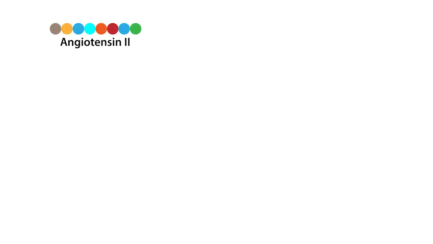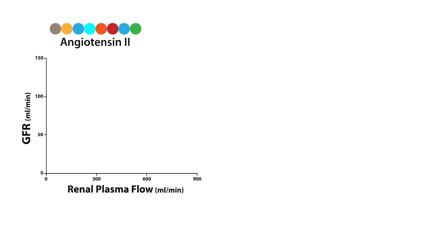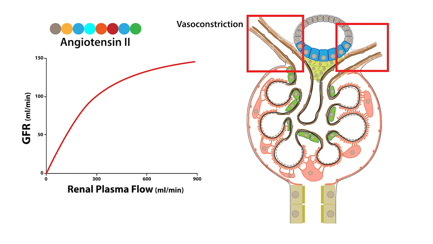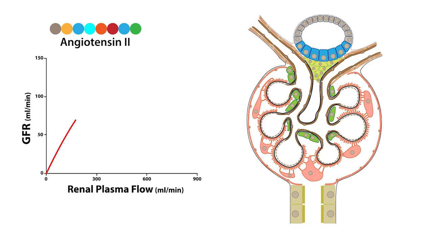Angiotensin II regulates GFR by regulating renal plasma flow and the filtration coefficient. We'll use this graph of renal plasma flow and GFR as well as the image of the glomerulus to explain. See, angiotensin II decreases GFR by promoting the vasoconstriction of the afferent and efferent arterioles, which reduces renal plasma flow, which automatically leads to a reduction in GFR. Now, once angiotensin II is removed, afferent and efferent resistance return to normal, as does renal plasma flow and GFR.